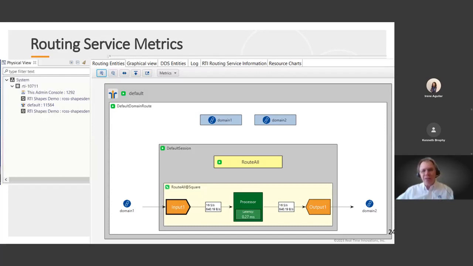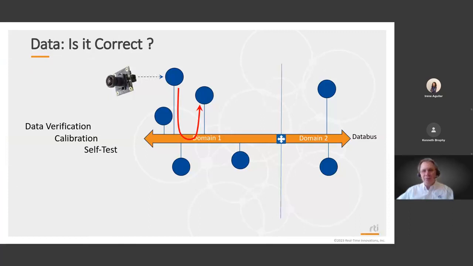In addition to that, you can control routing service remotely using Admin Console, and it has capabilities of turning routing service on and off, this sort of thing. So you can use Admin Console to take a look at routing service. And finally, Admin Console can allow you to take a look at the data being sent from node A to node B, verify that it's correct. Could be used for data verification, calibrating instrumentation, or simply self-test prior to going into deployment.